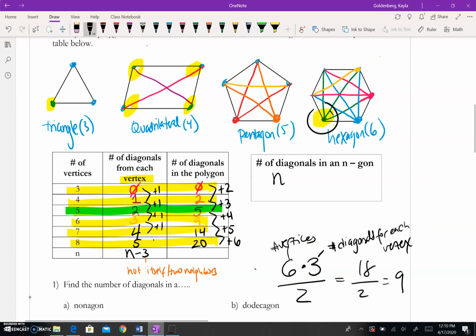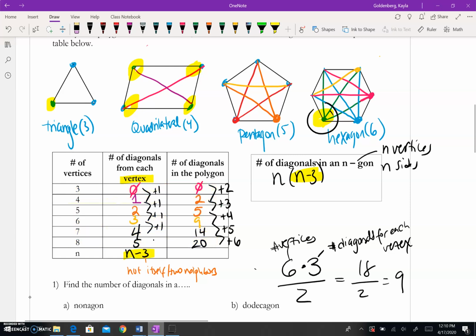is number of vertices, right? If it's an n-gon, it has n vertices and n sides, times number of vertices, and remember it was take away 3, and that's really coming from this part here. And then we divide by 2. That's number of vertices. Remember, this is number of diagonals per vertex. And then that's 2 because we double counted them.